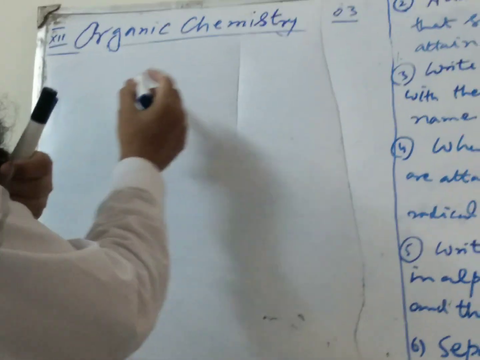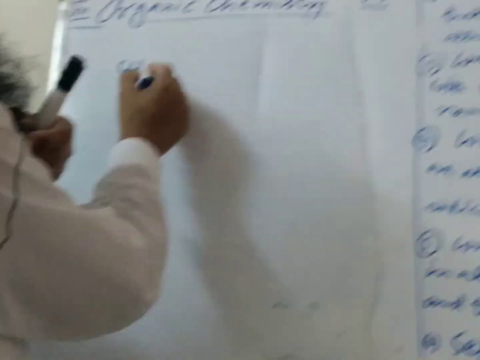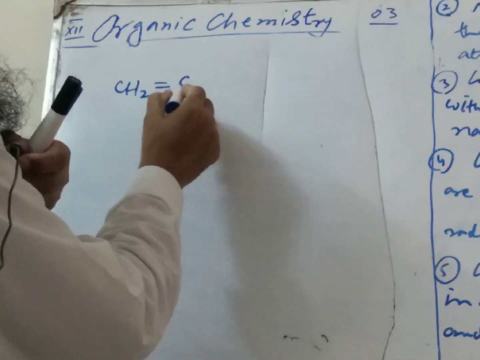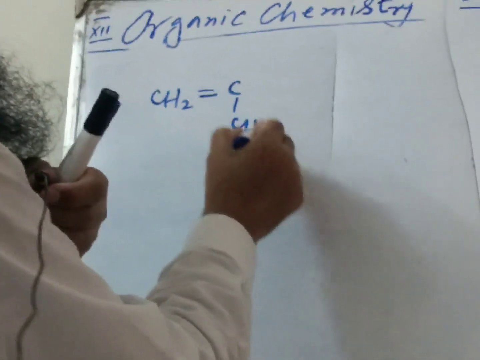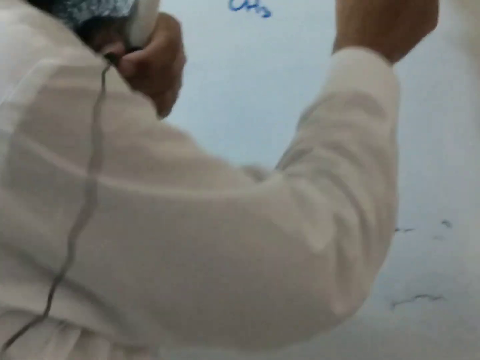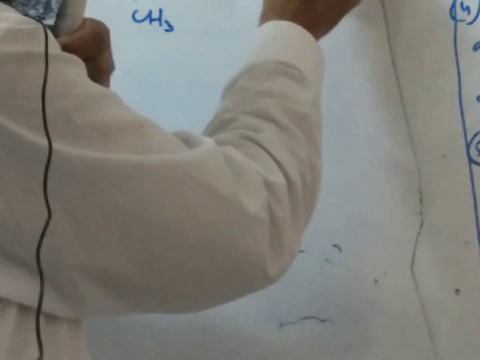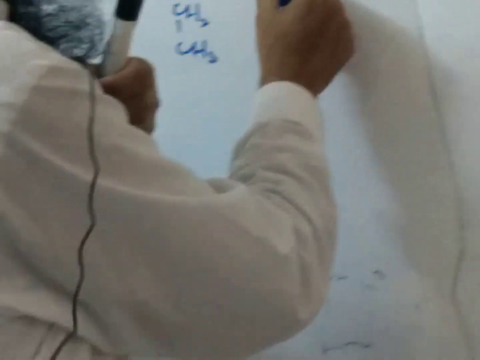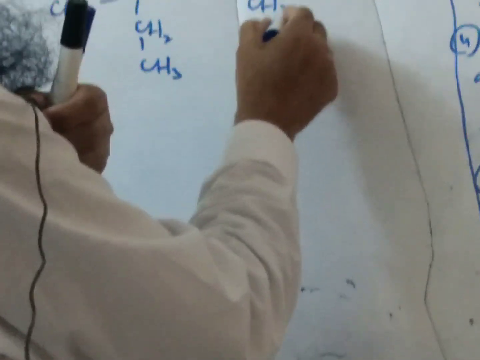Next example. For example, in this case, CH2 double bond, this is the CH3. So in this case, for example, we have the C, H2, C. This is the double bond. So we have the CH. This is the CH3. So again in this case, this is the CH3.